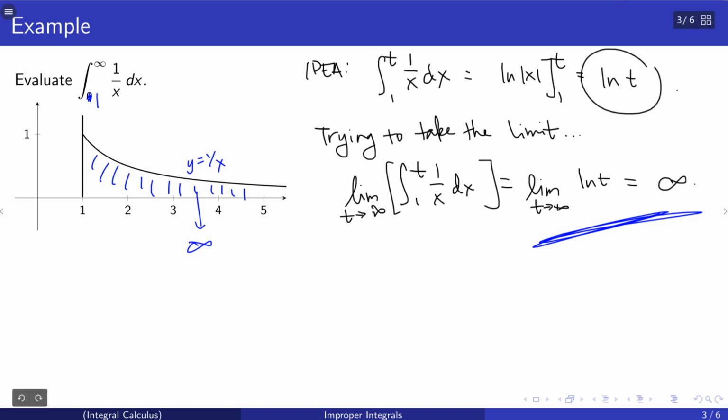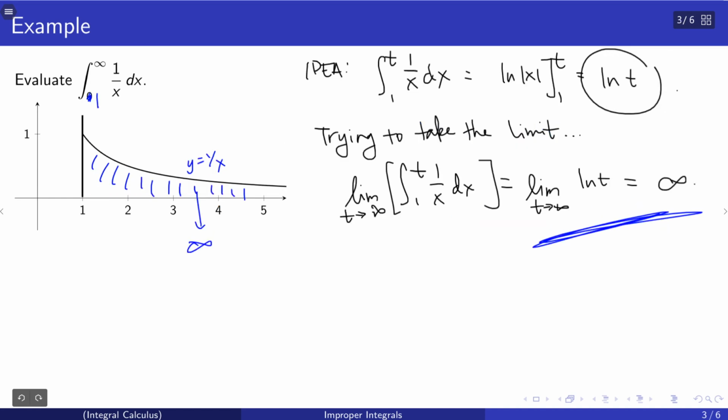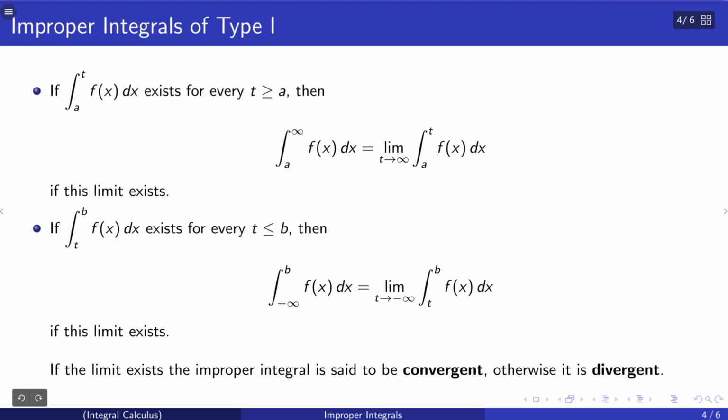We do have names to describe the behavior of the previous integral that did have a limit and this integral that does not have a limit as t goes to infinity. These integrals are called convergent if the limit exists, or divergent if it does not. Convergent means that when you evaluate the area, it's a finite area. Divergent means it's infinite.